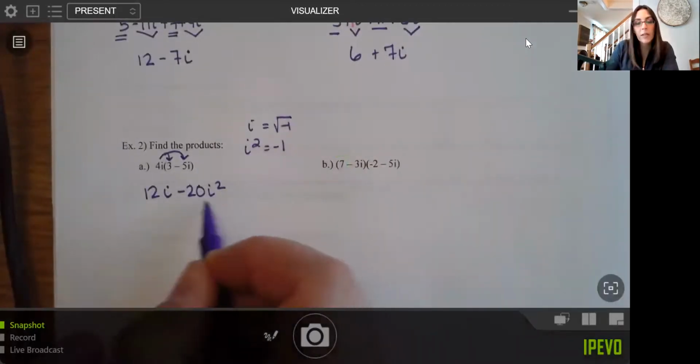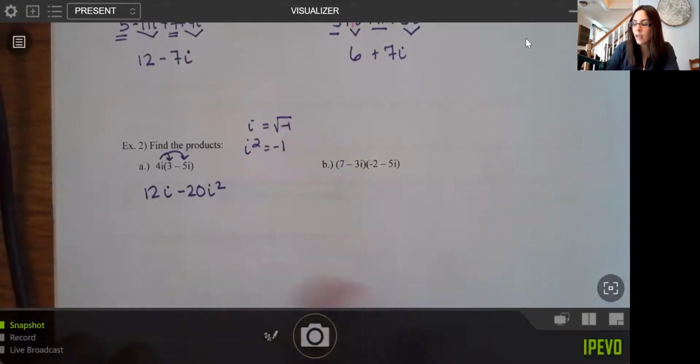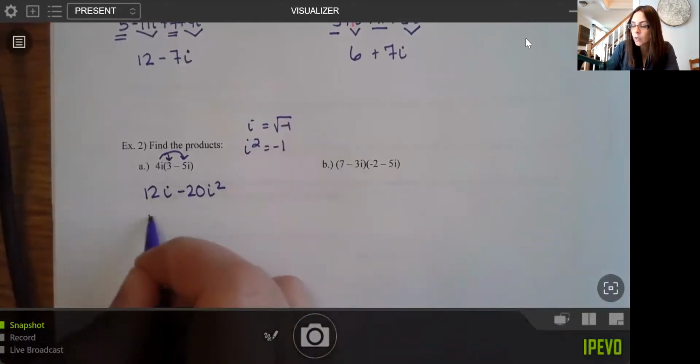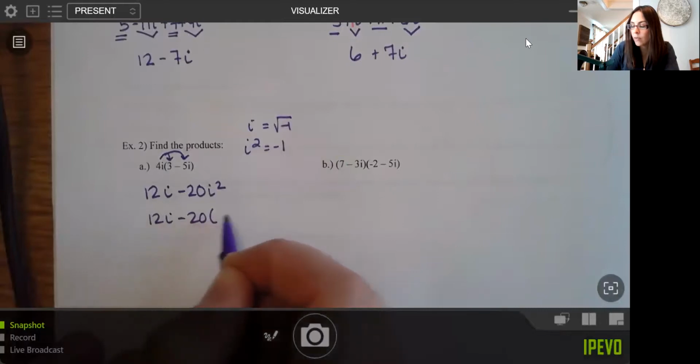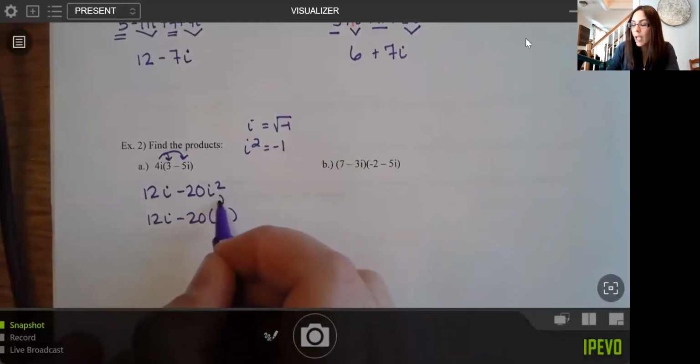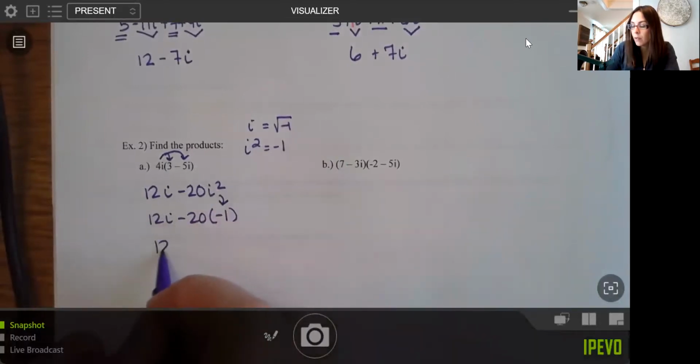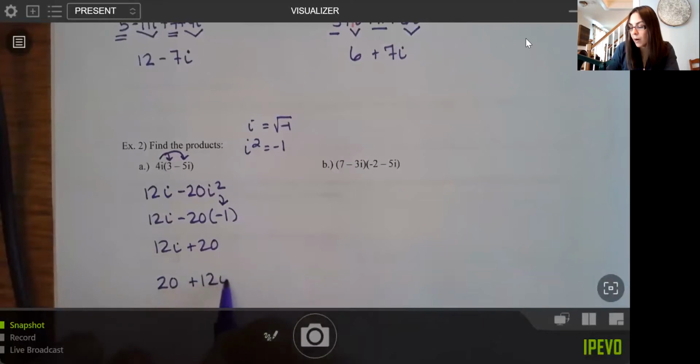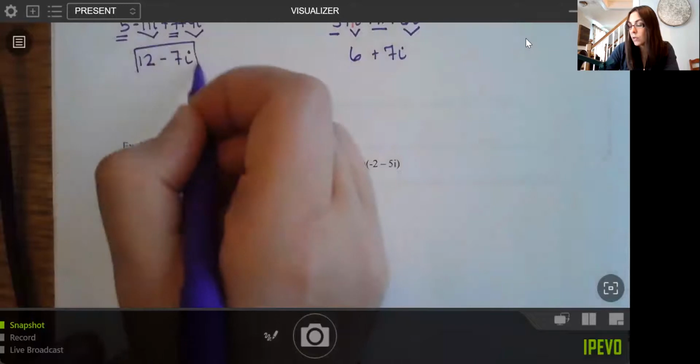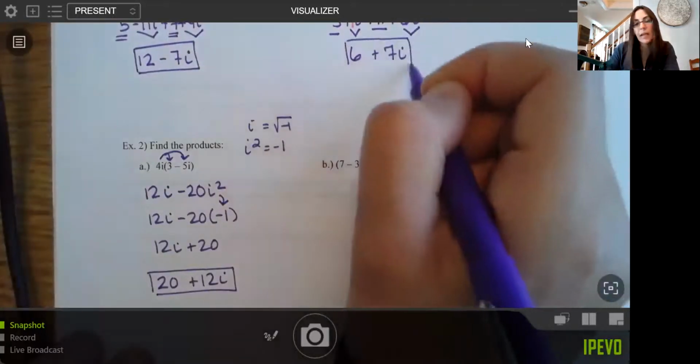So when you have an i squared in your answer, you do need to simplify that. It's the same thing as negative 1. So I'm going to replace that i squared with negative 1. And then I'm going to keep simplifying. Negative 20 times negative 1 is positive 20. And then just don't forget to put this in the correct form. So the real part goes first, and the imaginary part goes second.